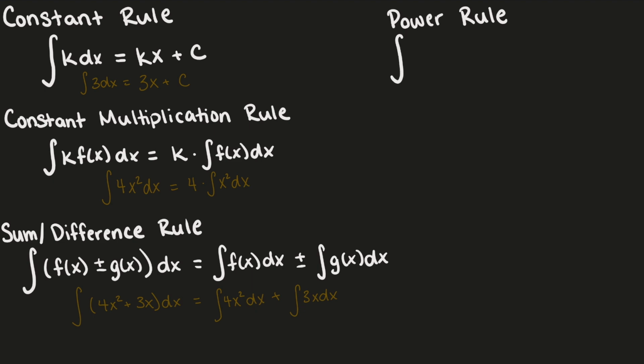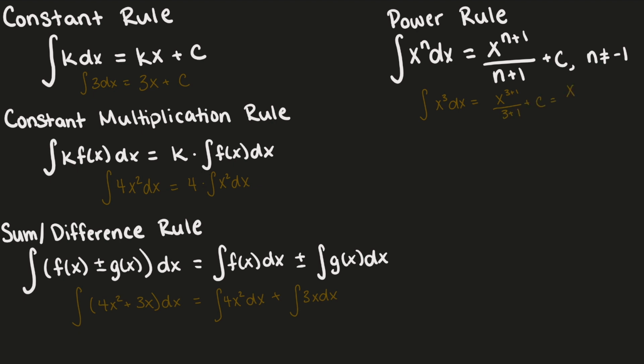Our power rule states if we have the integral of x to some n power, then that is going to be equal to x to the n plus 1 power over n plus 1 plus c, and n cannot be equal to -1. So this is what we really used in our example earlier to solve that problem. Instead of having to think backwards and think about what functions would make that derivative, we can use the power rule. If we're taking the integral of x to the third power, then this is going to be equal to x to the 3 plus 1 over 3 plus 1 plus c, or x to the fourth over 4 plus c.